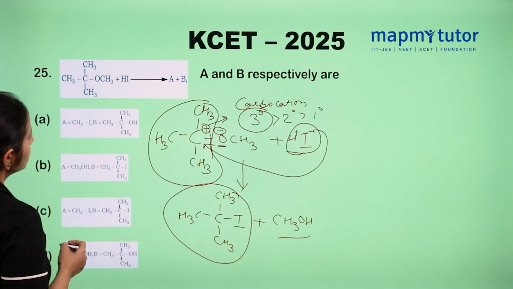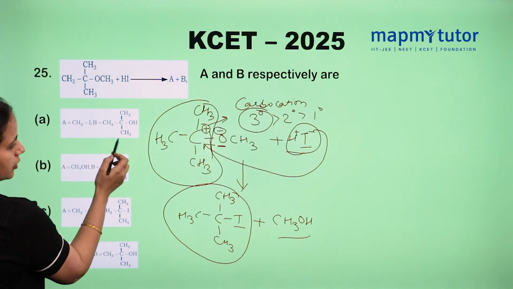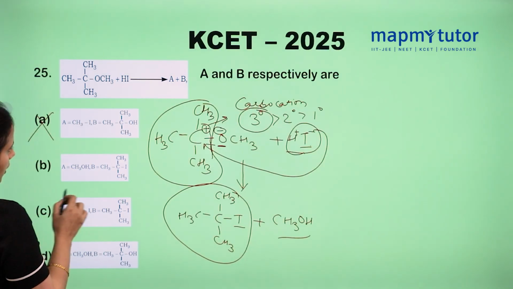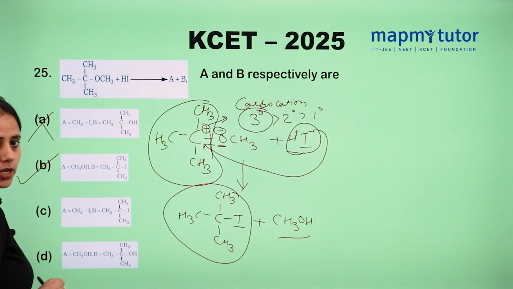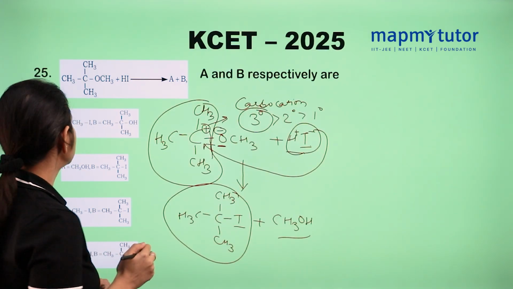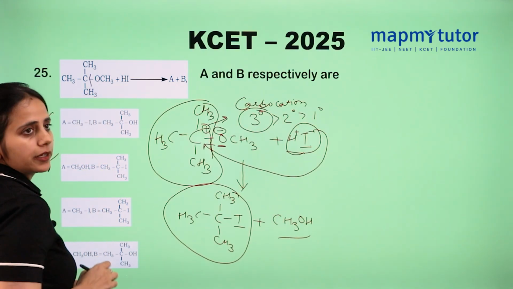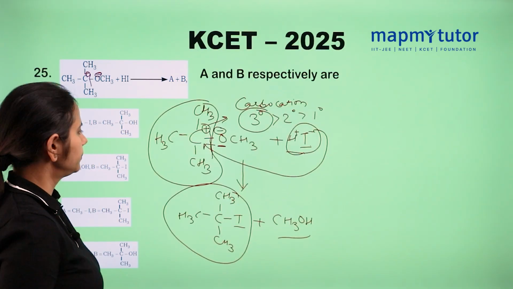Let's see where the option matches. In the first option, it is CH3I and this OH, so it is not the right answer. I and CH2OH, so this is the right answer. Because we know that this tertiary carbocation is the most stable out of these, and the bond will break from here. Oxygen will carry a negative charge and carbon will carry a positive charge.